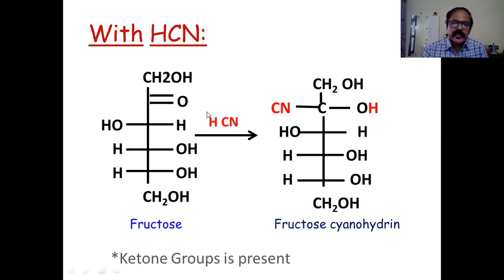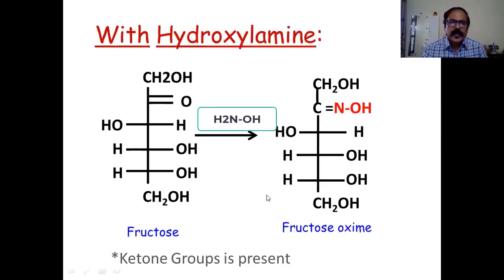So this reaction with cyanohydrin indicates it has a carbonyl functional group. Maybe it may be a ketone. So that is the conclusion we can draw. Next, hydroxylamine. The formula of hydroxylamine is NH2OH. Hydroxyl means OH, amine means NH2, so it has an NH2 group and a hydroxyl group.